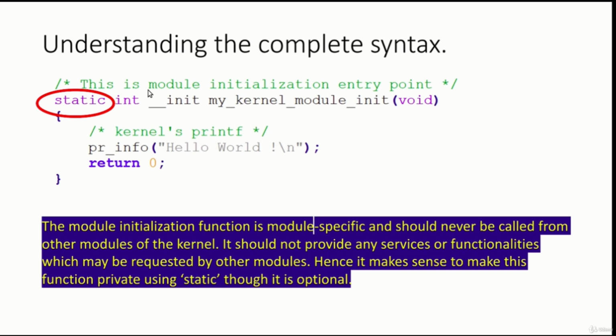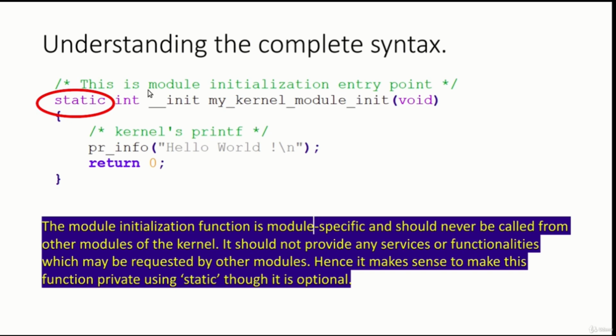The module initialization function is module specific and should never be called from other modules of the kernel. Because it's an initialization function of a module, why would other modules call it? It should not provide any services or functionalities which may be requested by other modules. You should not give any services here which may be required from other modules. Hence, it makes sense to make this function private using static, though it is optional.